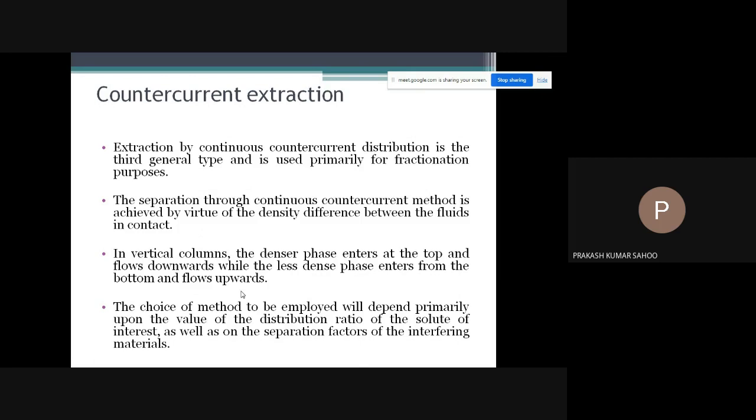The choice of method to be employed will depend primarily upon the value of the distribution ratio of the solute of interest, as well as on the separation factor of the interfering materials. So these very much depend on the density of the solvents. The higher density phase will separate first, and the less dense phase will separate afterward.